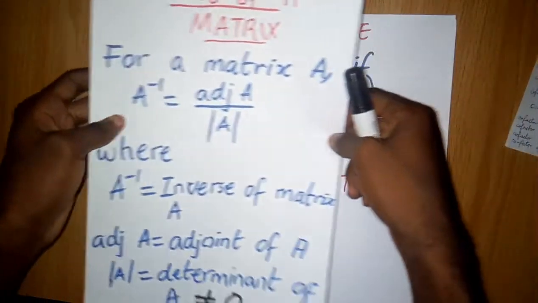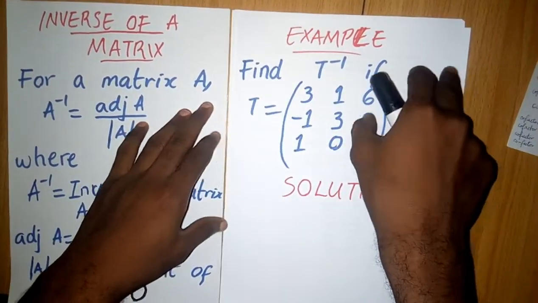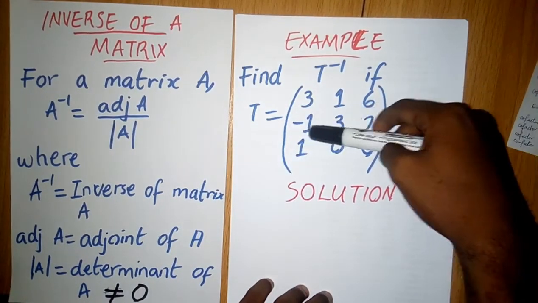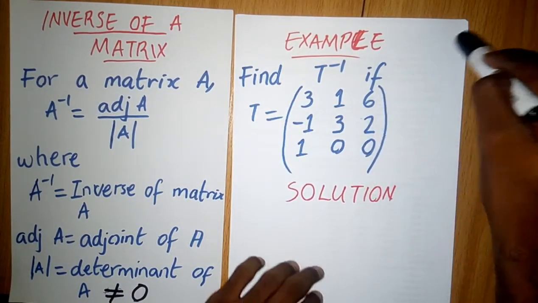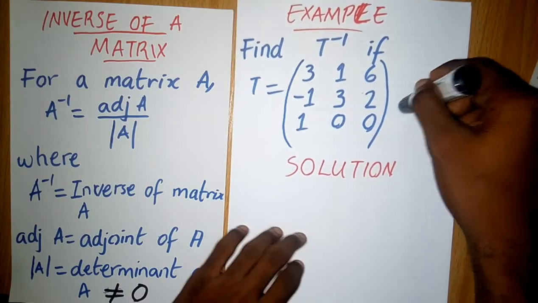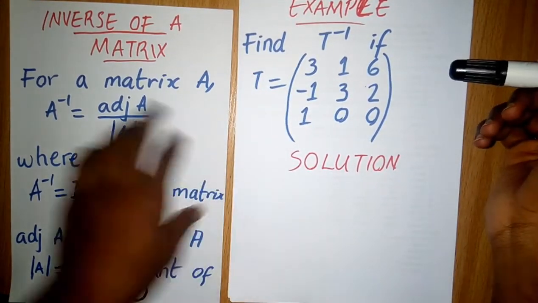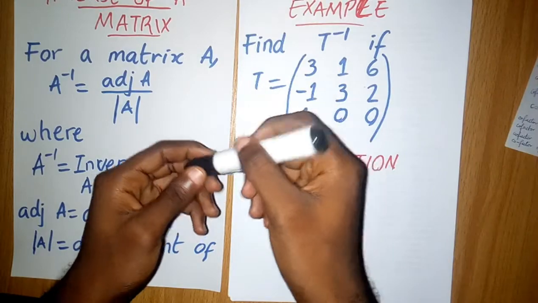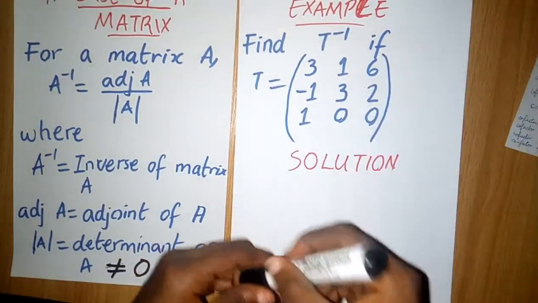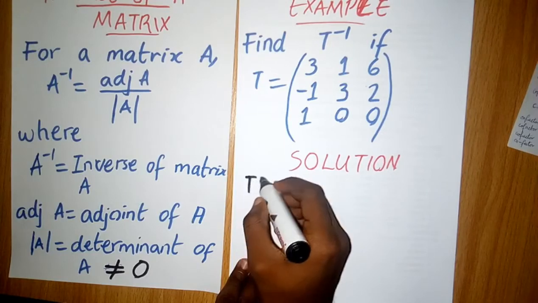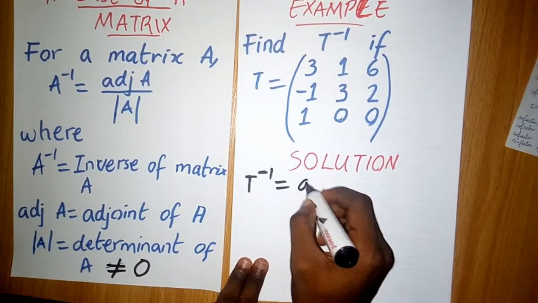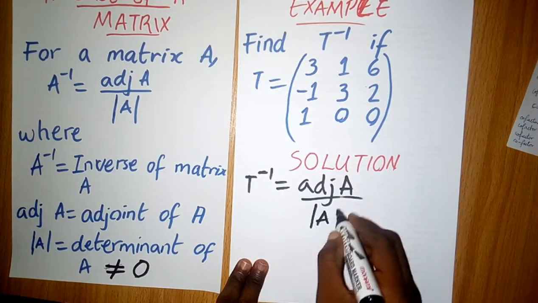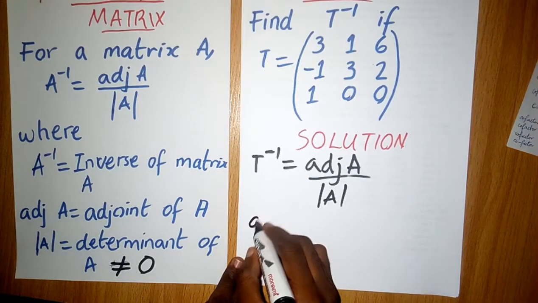Now, find T inverse if T is equal to 3, 1, 6, minus 1, 3, 2, 1, 0, 0. For this particular matrix, we've done the adjoint and its determinant in previous videos, and I'll leave the link down below too. We'll just continue. So the inverse of T is going to give us adj A all over its determinant.